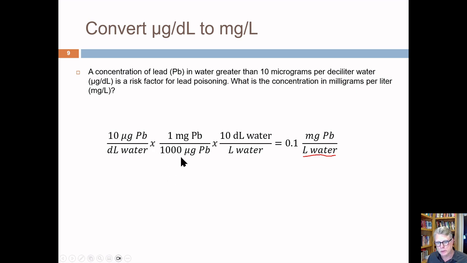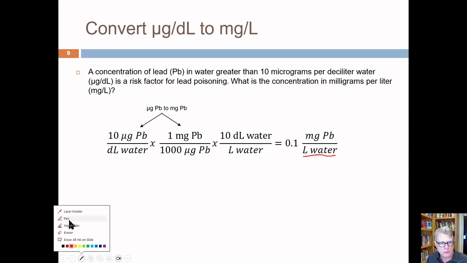Well, we know that there are 1,000 micrograms for every milligram. So let's write that equivalency here. And by doing that, we are able to convert these micrograms of lead to milligrams of lead. And what happens with the units, it's important to track this, is we can now cancel out these micrograms with these micrograms. So now the micrograms are gone and we're left with milligrams of lead. So we've got the numerator units correct.